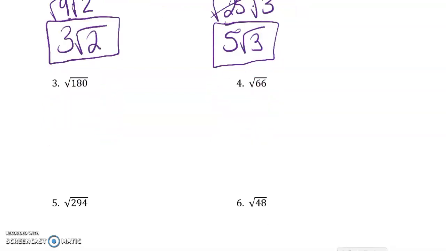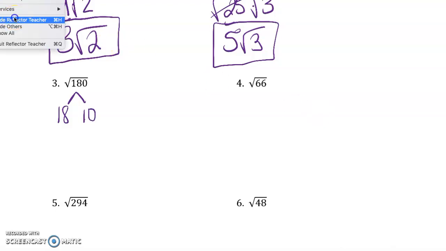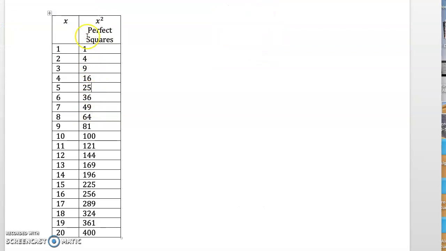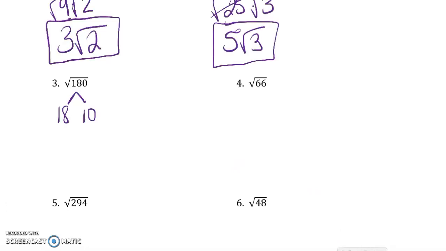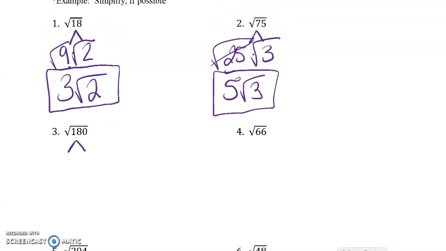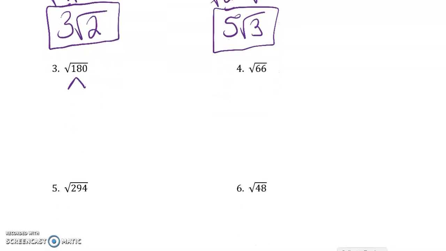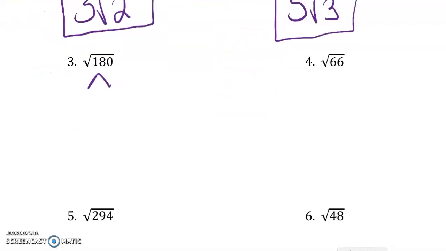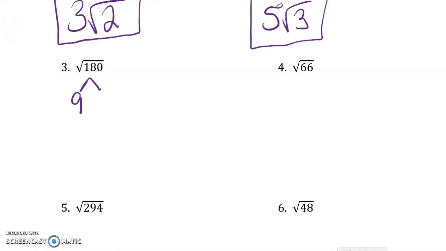Number 3 is a little tricky, okay? Don't write anything down yet, just watch. Some people think, well, I'm going to make this 18 and 10. Well, wait a second. If you look at your list, 18 and 10 are not over here, so that doesn't work. It has to be a perfect square that goes into those. So 18 and 10 doesn't work. Other people up here are like, well, 9 goes into 18, so 9 would go into 180, and it would be 9 times 20.